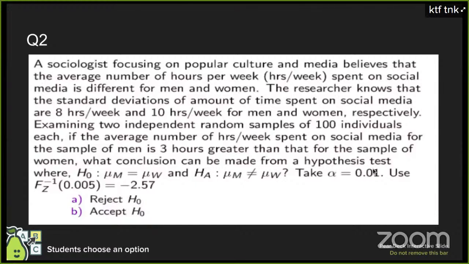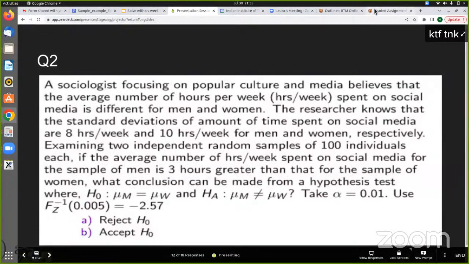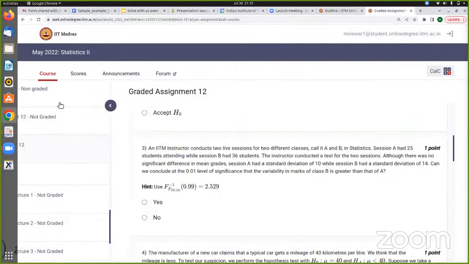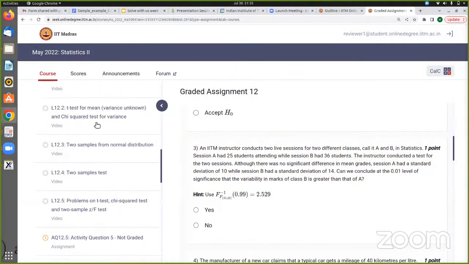Do you understand, Elliot? From that perspective, I got it, sir. But generally we need to be very careful with this kind of tricky question in exams, sir. Because in graded assignment 11, there is a question. We'll see that also. Let's say any question you see, we'll think of it like this.